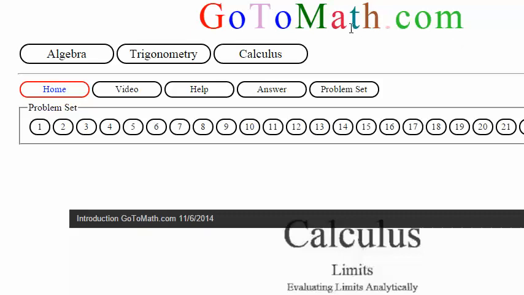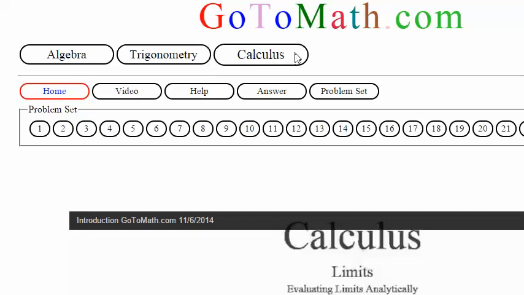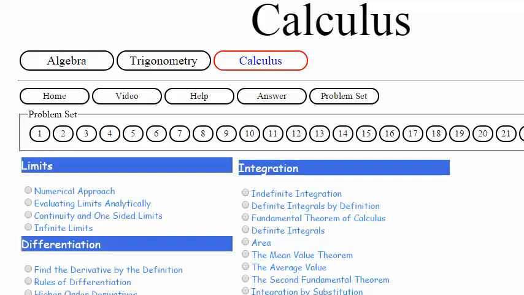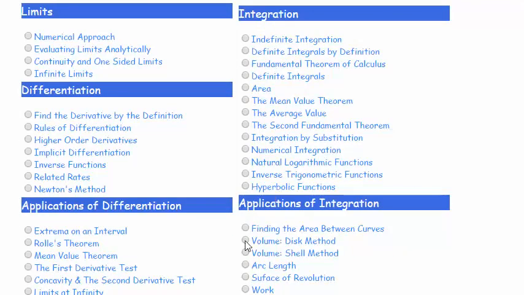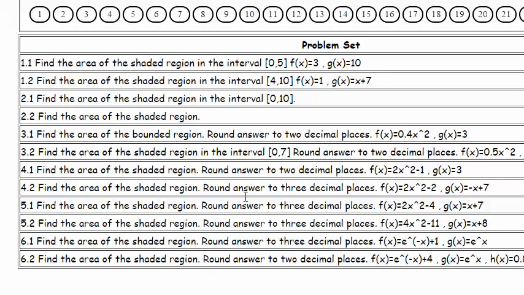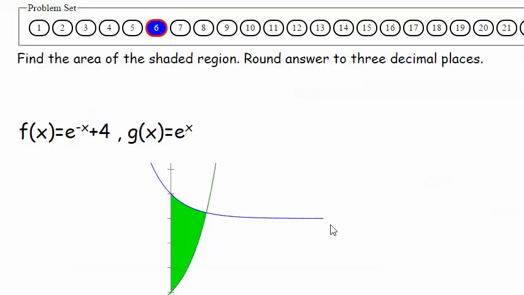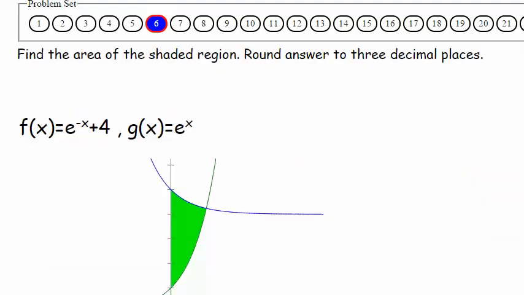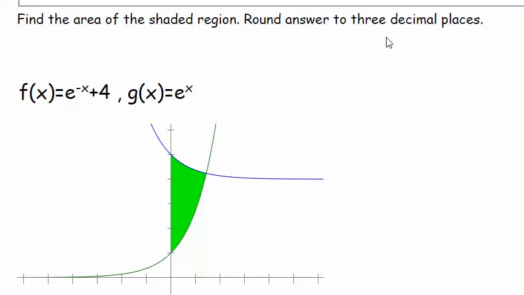Okay, we're at gotomath.com. Let's click on the calculus button and go down to finding the area between the curves, or something like that. Find the area of the shaded region, round the answer to 3 decimal places. Alright, let's go. Whoa, what is that?